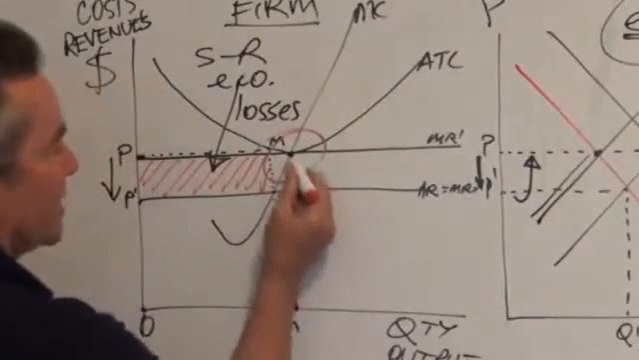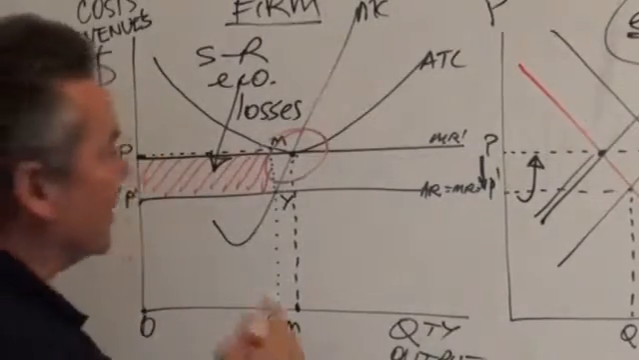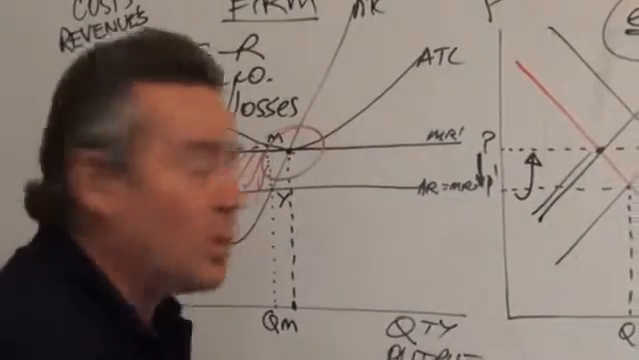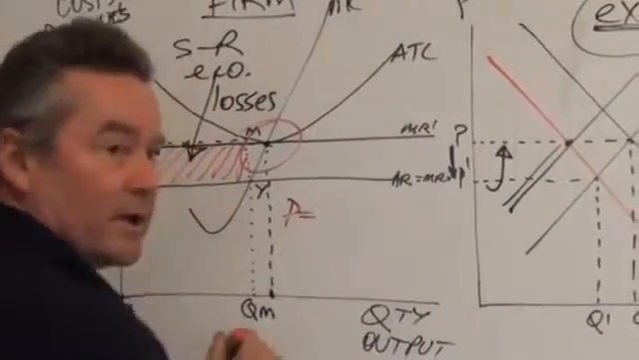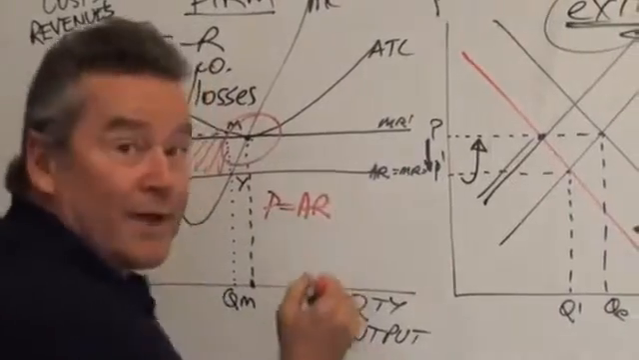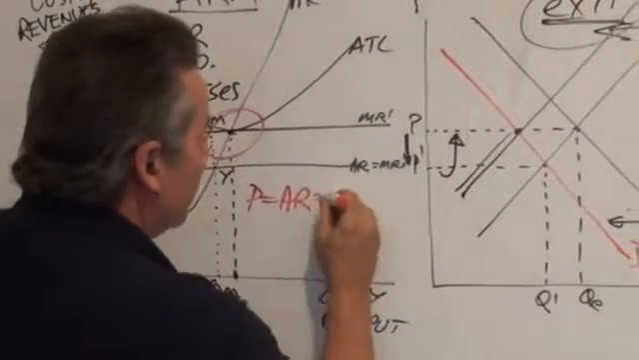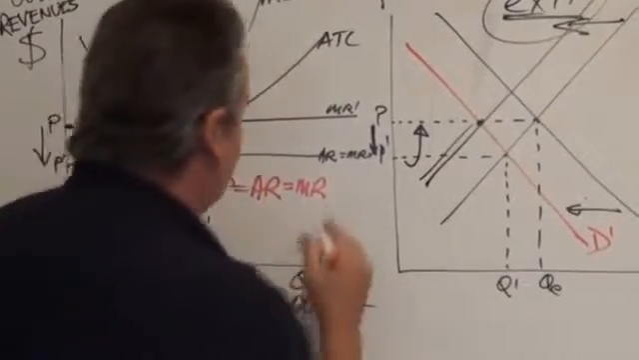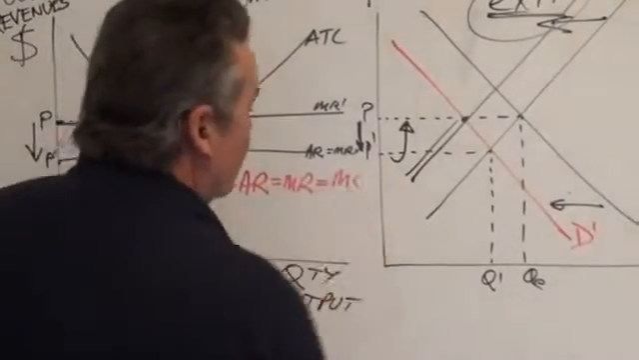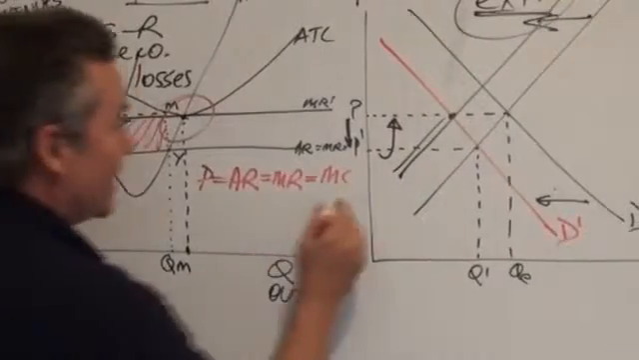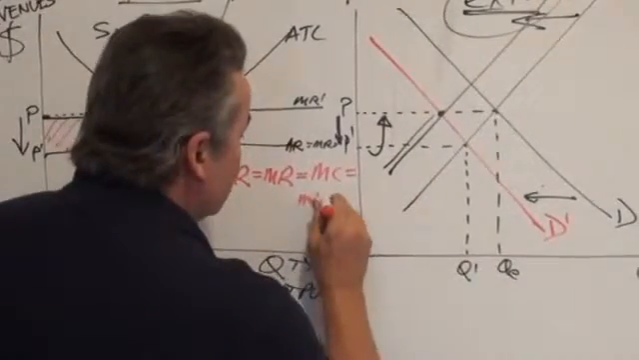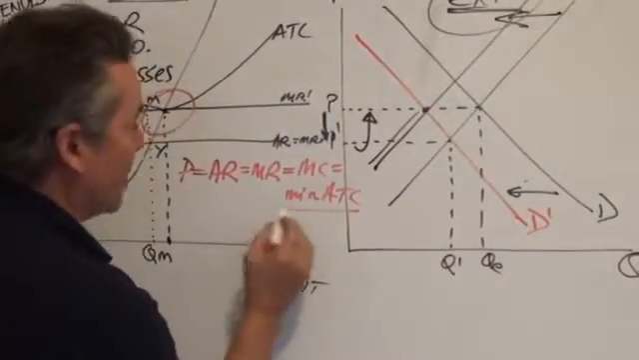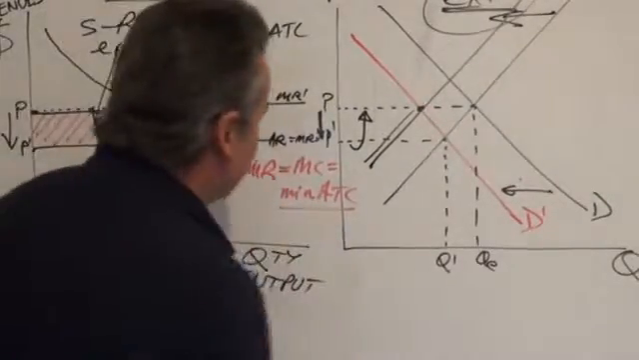At this point, the minimum of ATC, we've got an intriguing little point of triple equality where price equals average revenue. We know that that's true for all firms, equals marginal revenue. This is true for only purely competitive firms, and of course equals marginal cost, and of course equals minimum ATC, because we know that our marginal cost curve by arithmetic necessity goes through here.